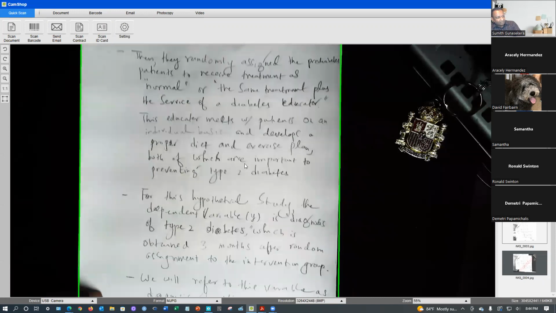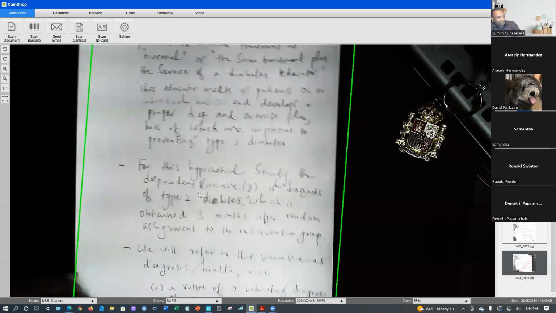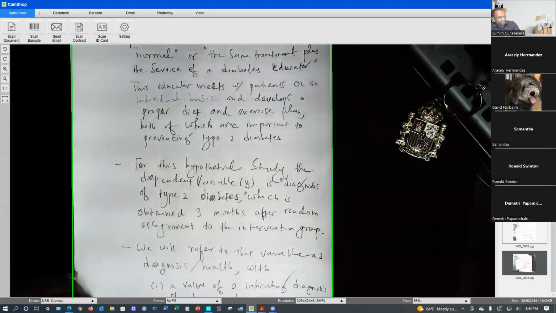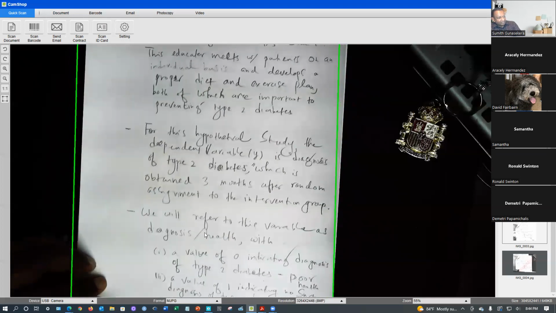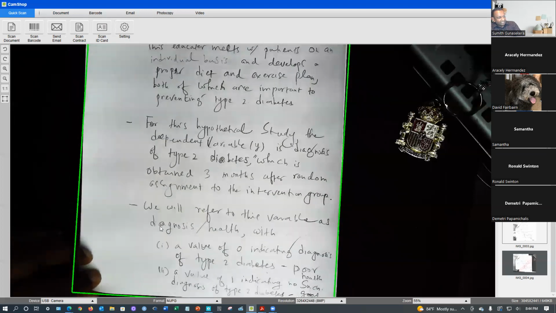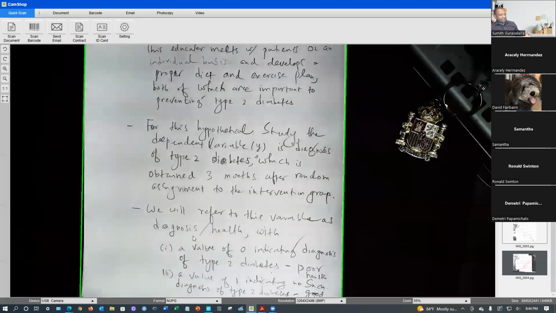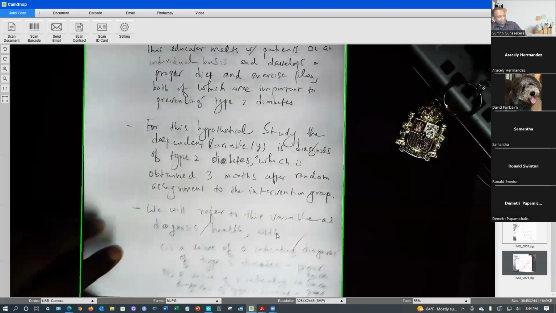For this hypothetical study, the dependent variable, which is Y, is diagnosis of type 2 diabetes. That's the name of the variable, which is obtained 3 months after random assignment to the intervention group. We will refer to this variable as diagnosis or health. It has only two options.